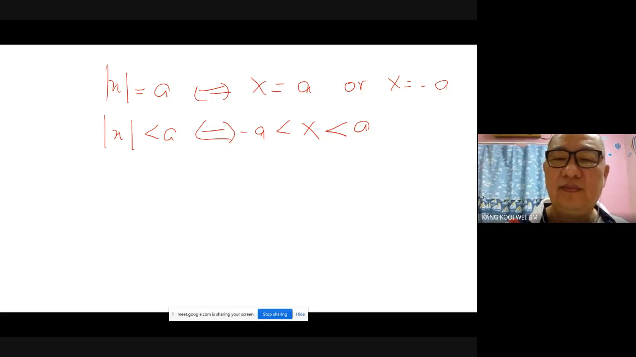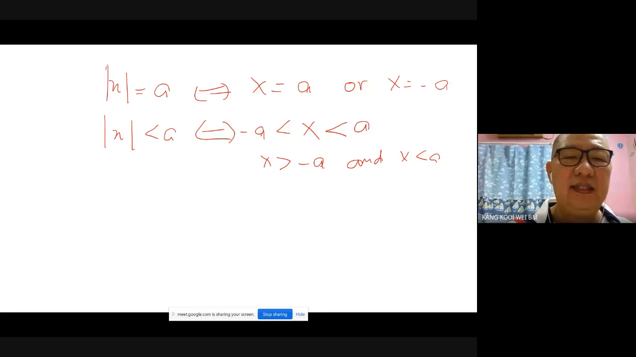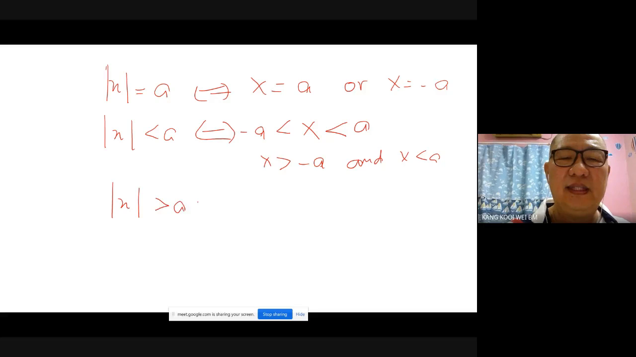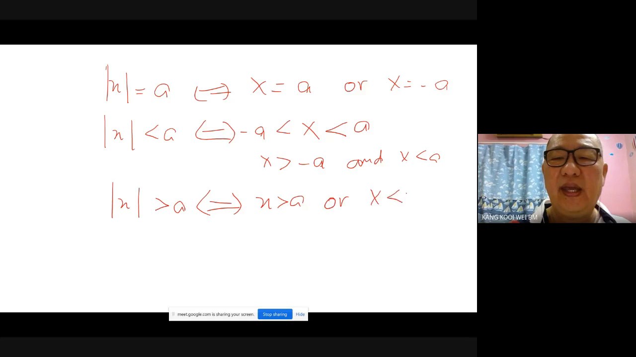First step. So if you try this first step, then you can't solve it, then you need to expand it. X is greater than negative A and X is less than A. Then the third one, if the modulus of X is greater than A, then we can rewrite it as X is greater than A or X is less than negative A.